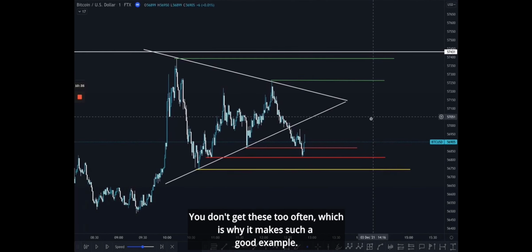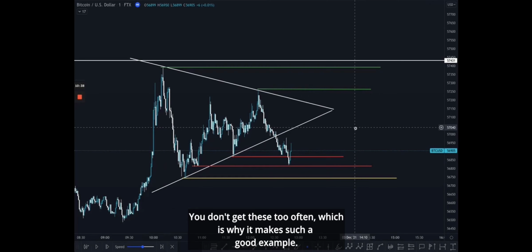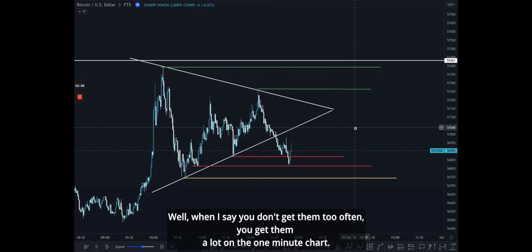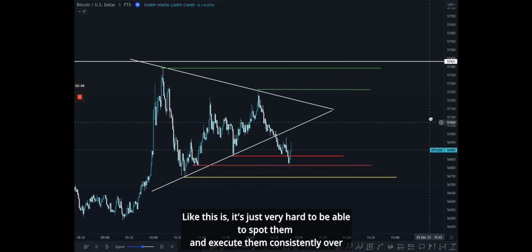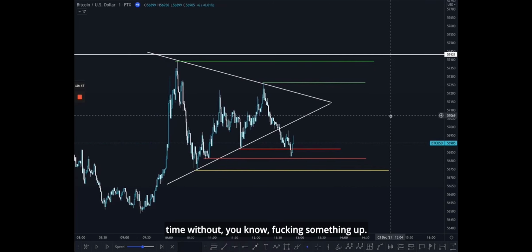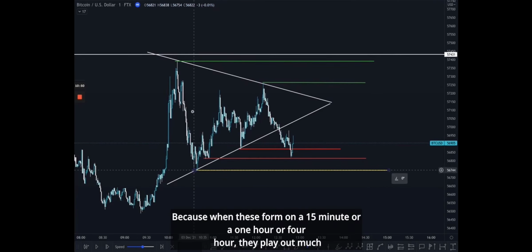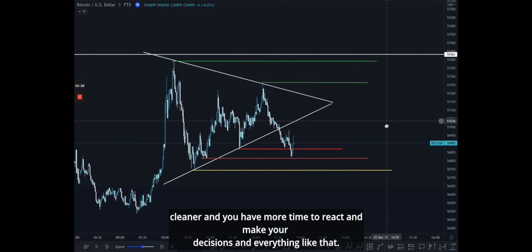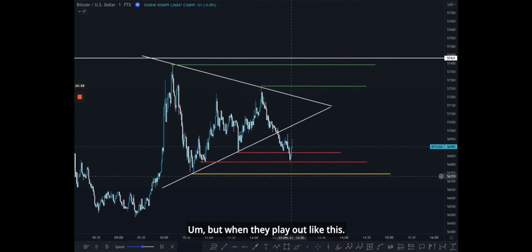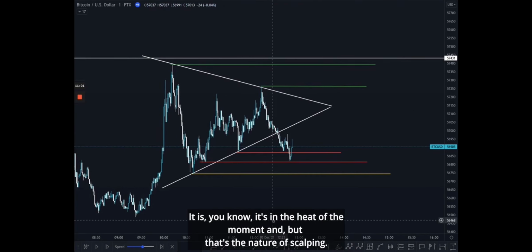You don't get these too often, which is why it makes such a good example. Well, when I say you don't get them too often, you get them a lot on the 1 minute chart. It's just very hard to spot them and execute them consistently over time without messing something up. When these form on a 15-minute, 1 hour or 4 hour, they play out much cleaner and you have more time to react and make your decisions. But when they play out like this on a 1 minute chart, it's in the heat of the moment, but that's the nature of scalping.